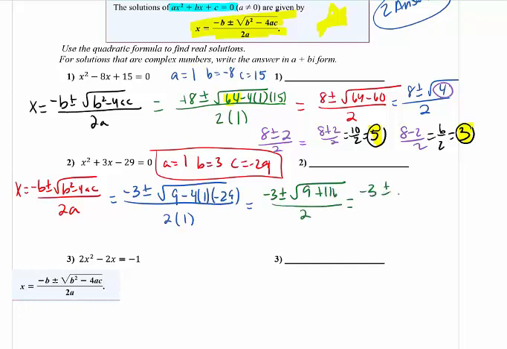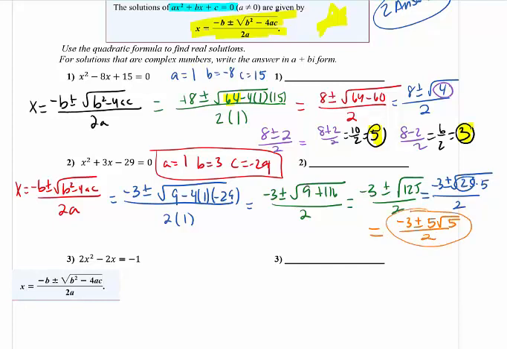9 plus 116 gives me 125. Remember, we do need to split this up and simplify. You're expected to simplify any square roots that have perfect squares underneath them. And this problem right here has 25 times 5. So remember, we can take the square root of 25 out because we're taking it using the product rule. So here my answer is negative 3 plus or minus 5 radical 5 all over 2.